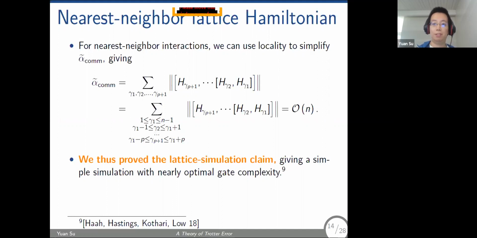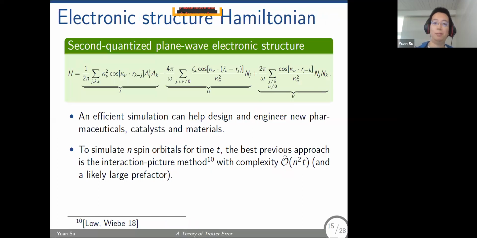Okay, so the second example that I have here is a simulation of electronic structure Hamiltonians. So in this case, you can write this Hamiltonian in different ways. For example, you can write it in different bases, in first quantization, second quantization. Here I'm considering a second quantization representation of plane wave basis of electronic structure. So in this case, the Hamiltonian is given as something like this. You have some fermionic creation annihilation operators, you have some occupation and number operators, and some linear combination of them.